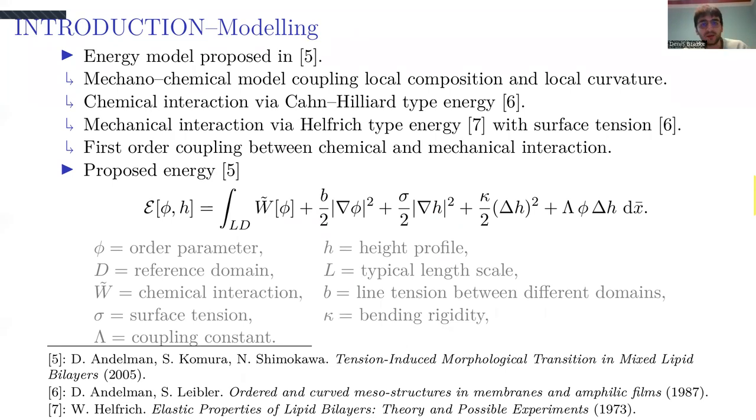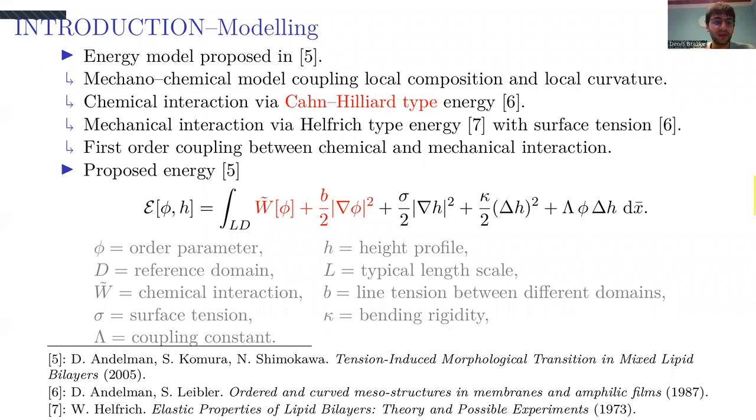So every time I talk about composition, I mean the chemical compositions within the membrane. And every time I talk about the curvature, I'm talking about the membrane itself. So first they said, okay, there is a chemical interaction. We see two phases, so we have some sort of phase separation. And this is why a Cahn-Hilliard type energy, which you see in red, enters the overall energy, which we're trying to minimize. So we have a Cahn-Hilliard type energy for the chemical substances.